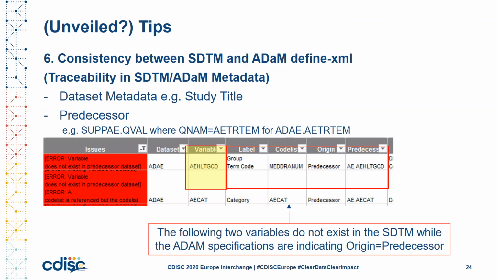You should therefore make sure that if the origin of another variable is an SDTM variable, so origin equal predecessor, the variable exists in the corresponding SDTM dataset. Of course, any other metadata should be consistent with the SDTM metadata. For example, the study metadata or the version of the metadata used, very likely the one in ADaM should be the same used in SDTM.